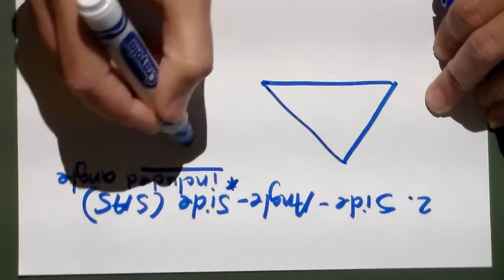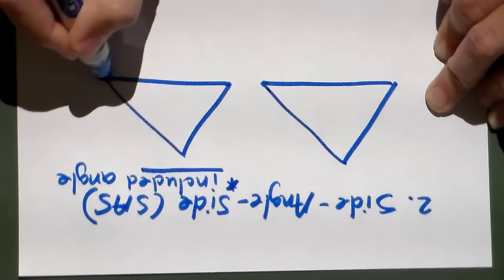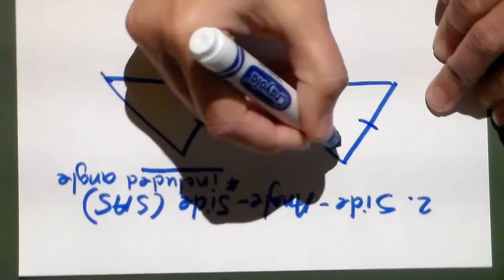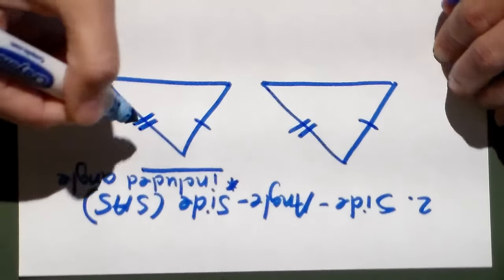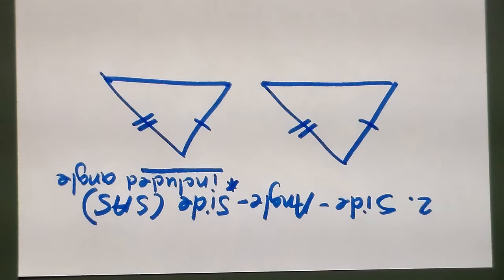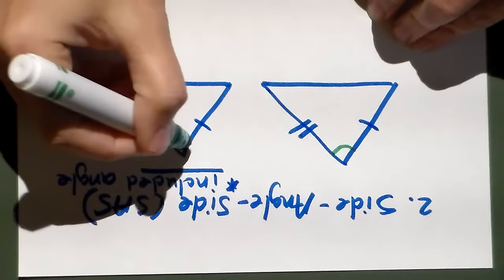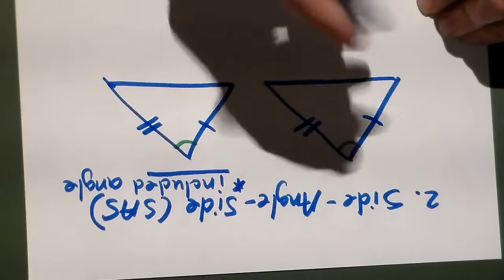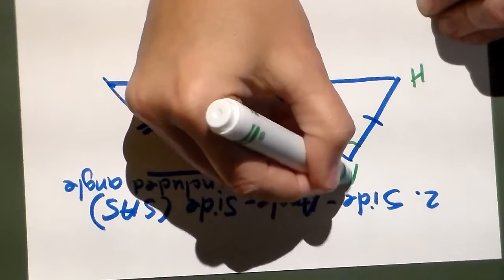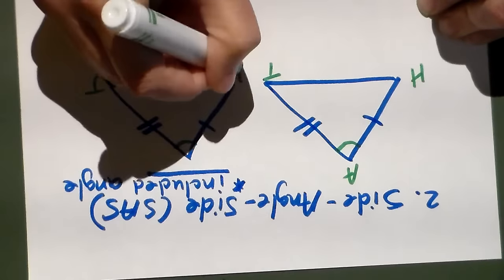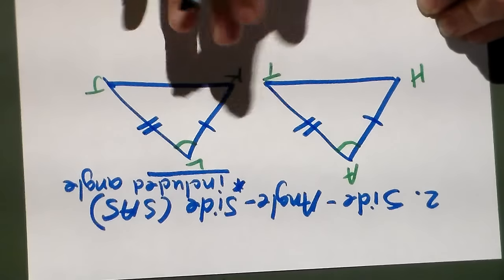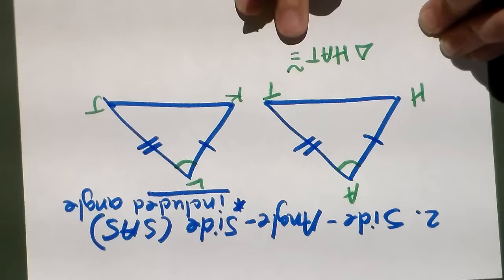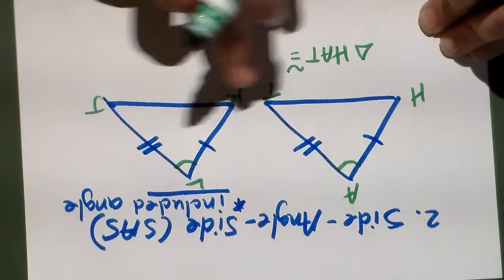So if I have side angle side, if I draw two angles like this, and in the interest of time I'm going to go a little bit quicker. If these two sides are the same, these two sides are the same, then I can establish side angle side if I have an included angle. So if I mark this angle the same, then I have side angle side. Now, if I name these triangles, remember your congruence statement has to be in sequence. So if I name the first triangle, triangle HAT, that's congruent to KLJ.